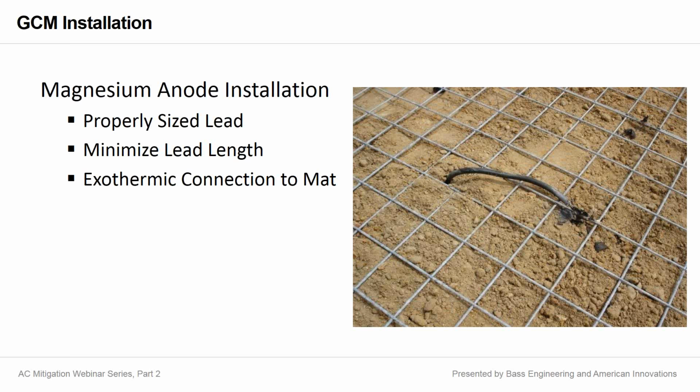So even though keeping the lead short is extremely critical to our AC applications, in this case, we're simply trying to augment that system any way we can. So we're going to follow that guideline with our anode leads as well. Once again, you'll notice this is not a number 10 THHN lead wire. This is a number 6 AWG HMWPE lead that we're connecting the anode to the gradient control mat with.